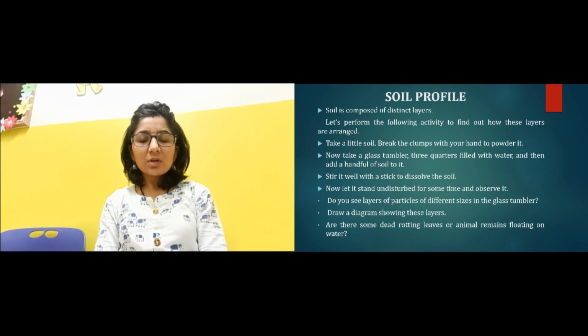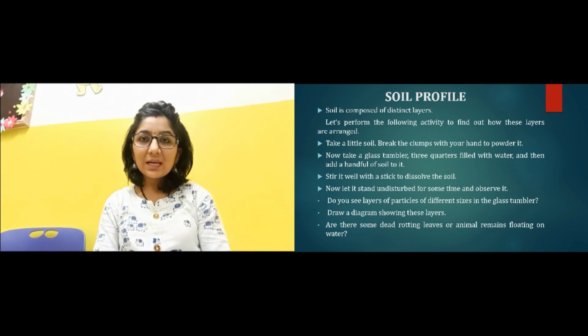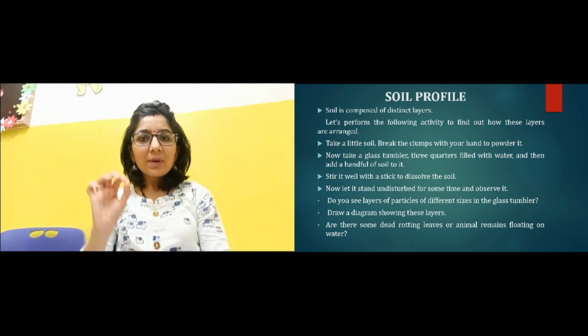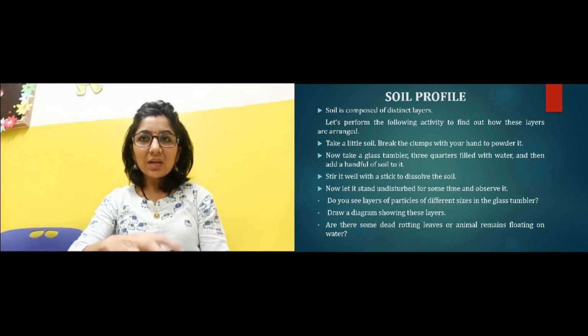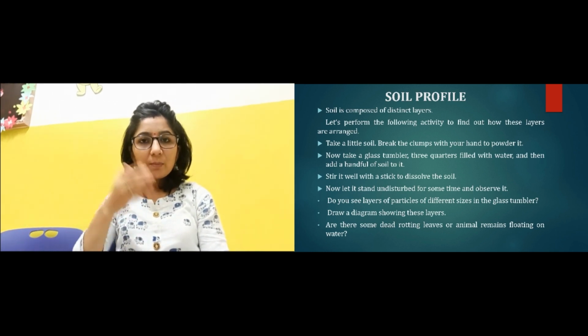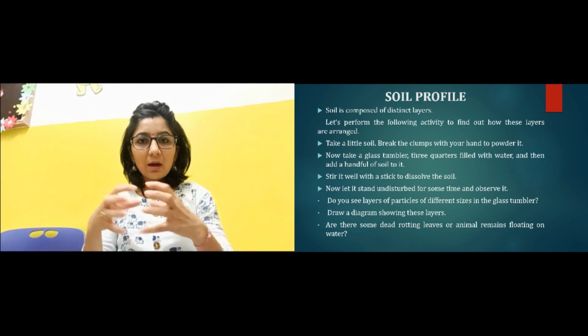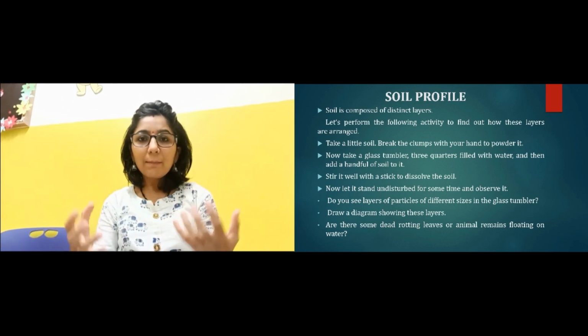So basically what is a soil profile? If you have seen, when something is being dug, when the soil is being dug, you can see there are different layers of soil. If you want to study those layers of soil, we can understand that by a simple activity. We just have to take a little amount of soil. If it is a lump, you have to break the lump, okay, and make it a powder. We can just break the lump with hand also and make a powder of that.